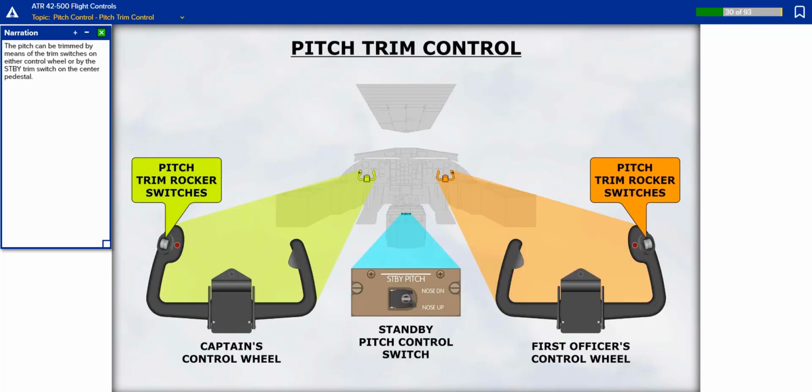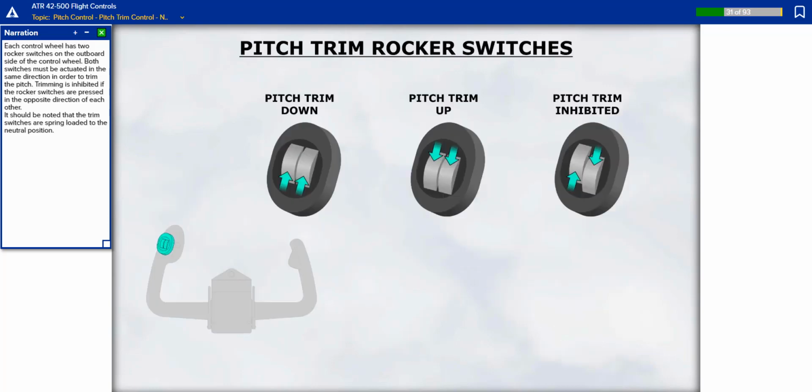The pitch can be trimmed by means of the trim switches on either control wheel or by the standby trim switch on the center pedestal. Each control wheel has two rocker switches on the outboard side of the control wheel. Both switches must be actuated in the same direction in order to trim the pitch. Trimming is inhibited if the rocker switches are pressed in the opposite direction of each other. It should be noted that the trim switches are spring-loaded to the neutral position.